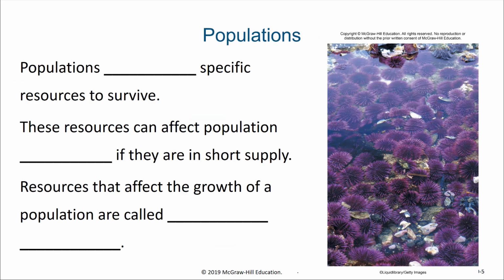So, populations. Populations are the smallest biological units that can evolve. Populations are groups of organisms of the same species, and populations require specific resources to survive. These resources can affect population growth if they are in short supply, and resources that affect the growth of a population are called limiting resources.